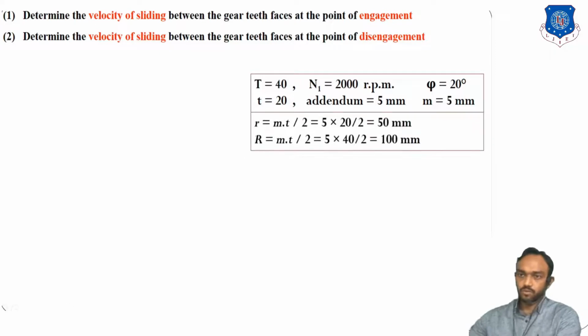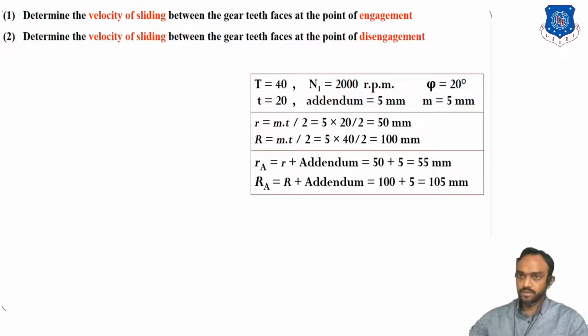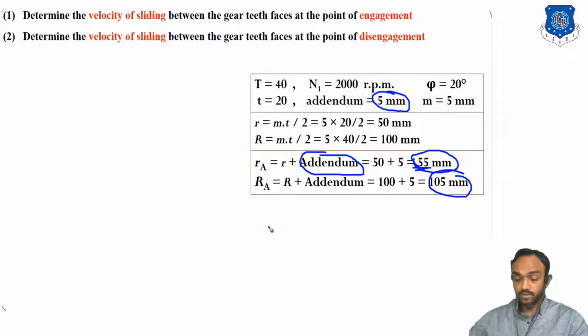First of all, we have to find the pitch radius of the pinion and wheel, m capital T by 2 and m small t by 2. You find this, it is 50 and it is 100. After that you will find the addendum radius. The addendum radius for the pinion is 55, because the addendum is given as 5 mm. So add this 5 mm to both: 55 for the pinion and 105 for the wheel.